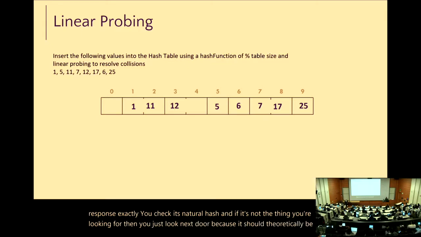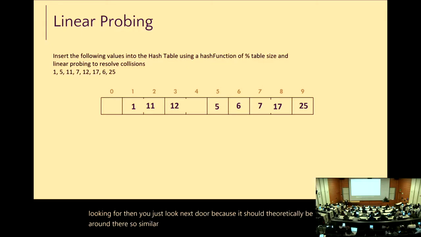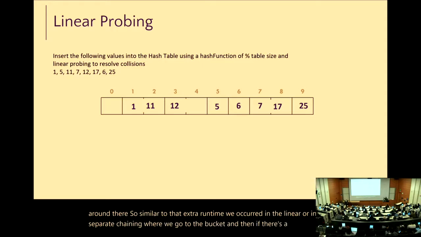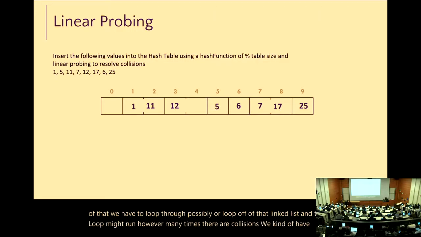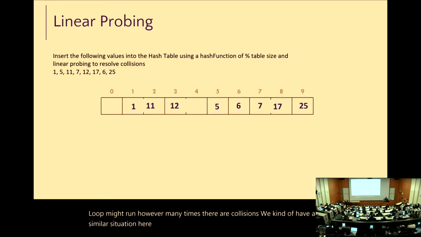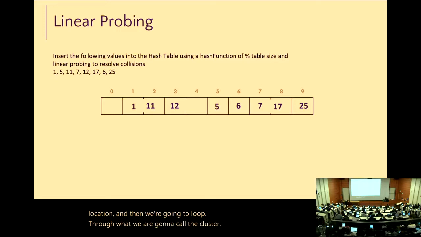because it should theoretically be around there. So similar to that extra runtime we incurred in separate chaining, where we go to the bucket, and then if there's a long chain off of that, we have to loop through the linked list. That loop might run however many times there are collisions. We have a similar situation here where we start by looking at that natural hash location, and then we loop through what we call the cluster until we either find the thing or we hit an empty square.